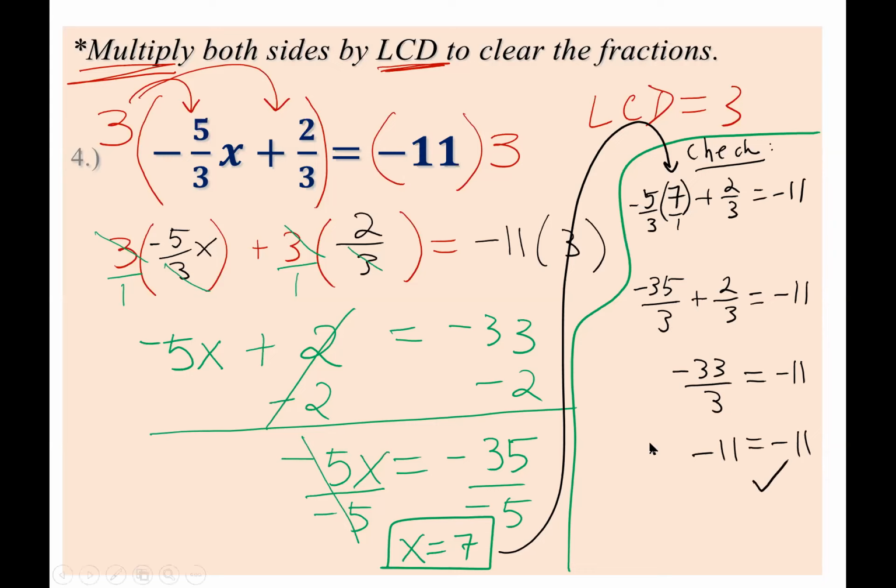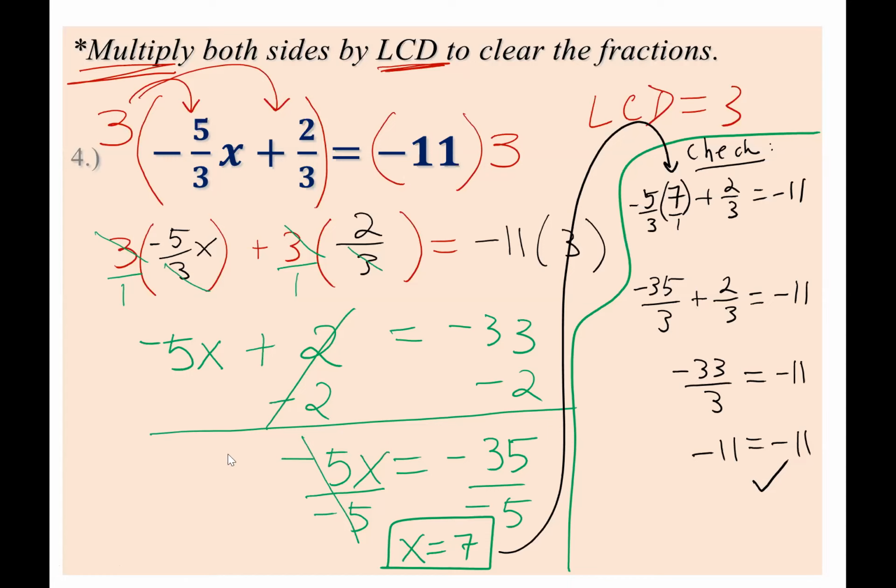So the main idea that I want you to get from this is we had 2 different fractions in this problem. They both had a denominator of 3. So that was our LCD. We used the LCD to clear the fractions. So we found the LCD, common denominator of 3. We multiplied both sides by 3. And then we were able to cancel those denominators.